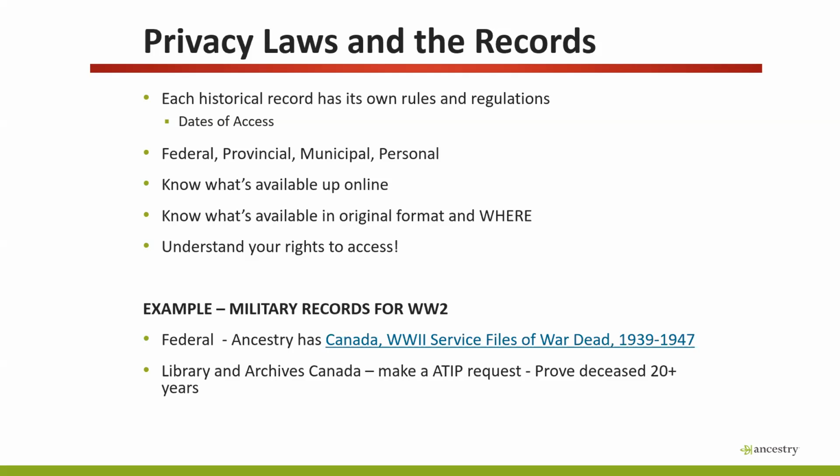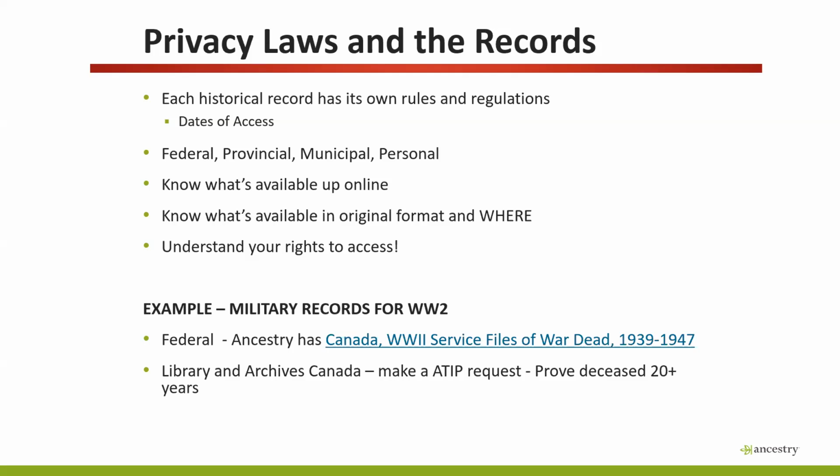Just because it's not online doesn't mean it's not accessible. You might have to go the extra mile and apply for it through that government agency. For example, the military records for World War II. It's a federal record, and Ancestry has what is available: the World War II service files of the war dead from 1939 to 1947. So if they were in that time period and had passed away, had been killed in action, we are able to see their full service files.